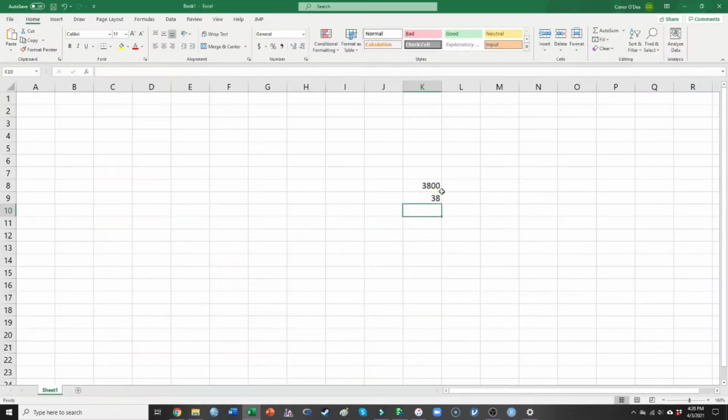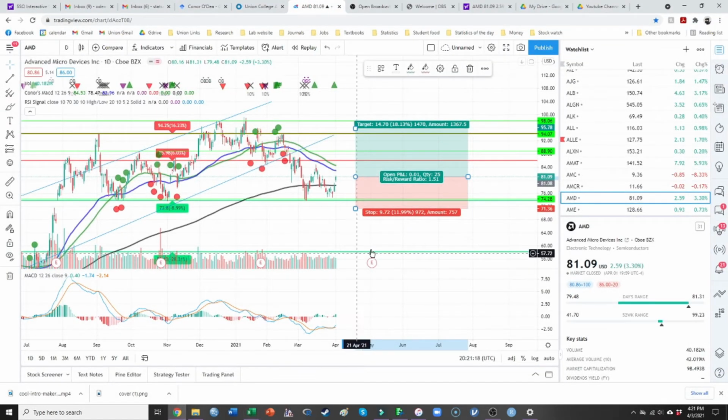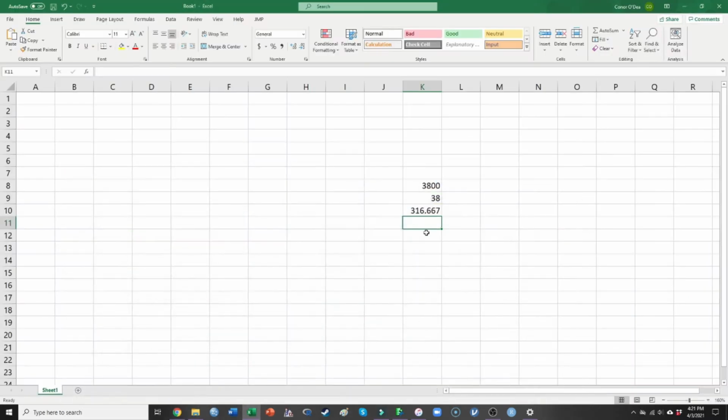That means I'm not going to put as much money into this one. And so what I would do is equals 38 divided by 0.12. That's 12%. That's going to give me a value of $316. So at a maximum risk with this particular stock, I'm going to risk $316.67. So if we come back here, the current price is 81.09, so I'm going to do equals 316 divided by 81.09. So that means I'm going to buy about 4 shares. I would probably go ahead and buy 4 shares in this case.